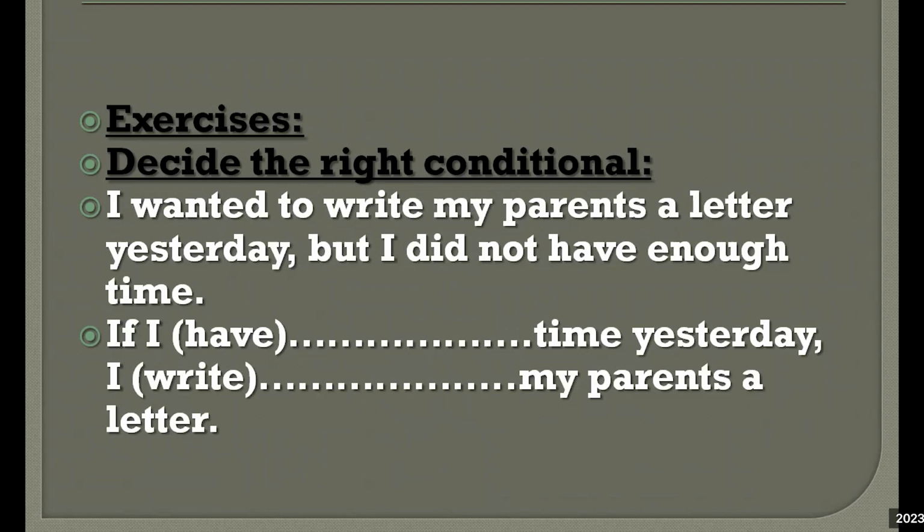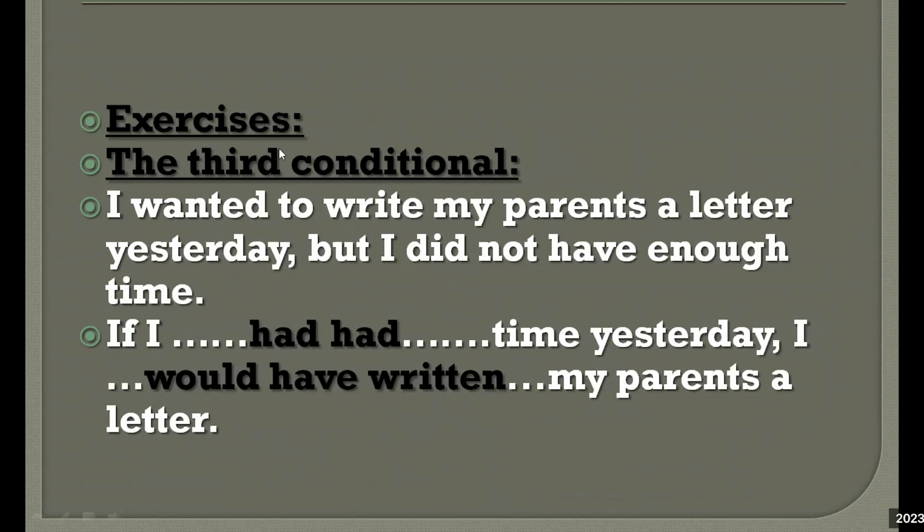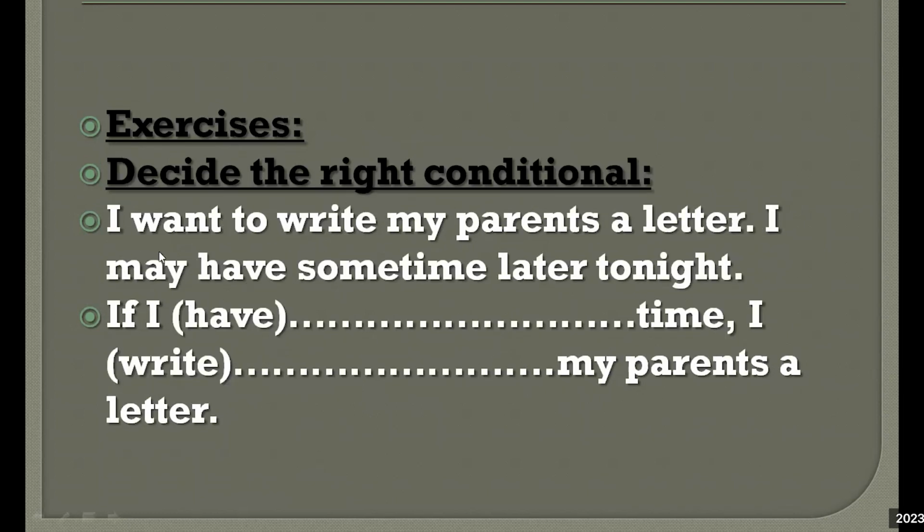Okay, let's check the answers. That is supposed to be the third conditional because we're talking about the past. If I had had time yesterday, I would have written my parents a letter. Remember to use had had, not just had, because we're supposed to use the past perfect, had. How about this one? I want to write my parents a letter. I may have some time later tonight. There is a possibility that this can happen later tonight. So what conditional is that?